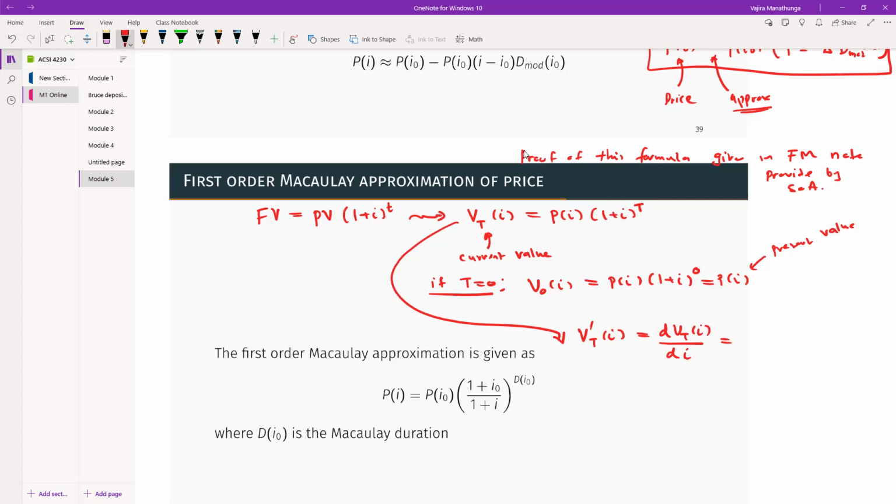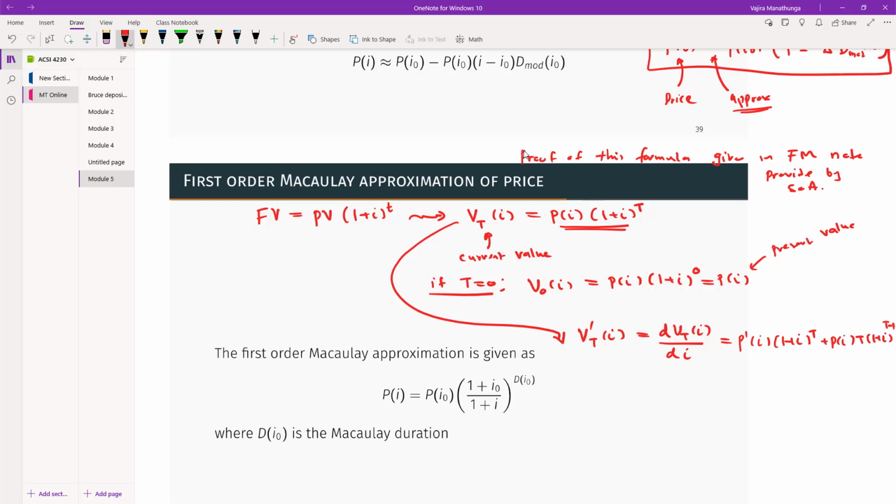By the way, let me set it this way. I would like to set this one as i0, the initial rate i0, because then we can solve for t. Anyway, let's do it this way. So what's the derivative? You have to use the product rule. So you have P'(i) times (1 plus i) to the t plus P(i) times t times (1 plus i) to the t minus 1.